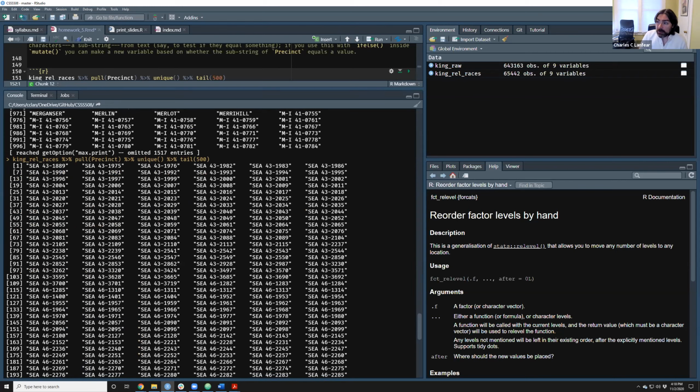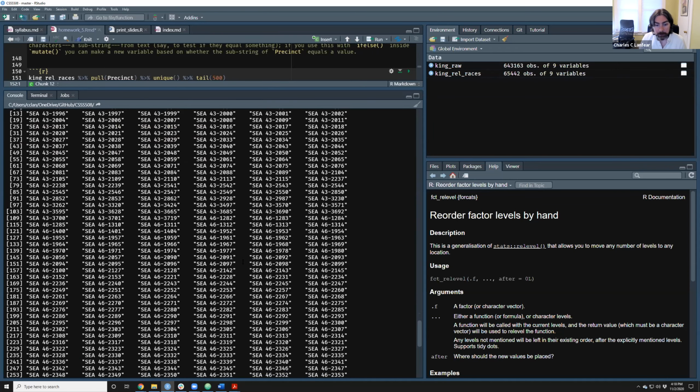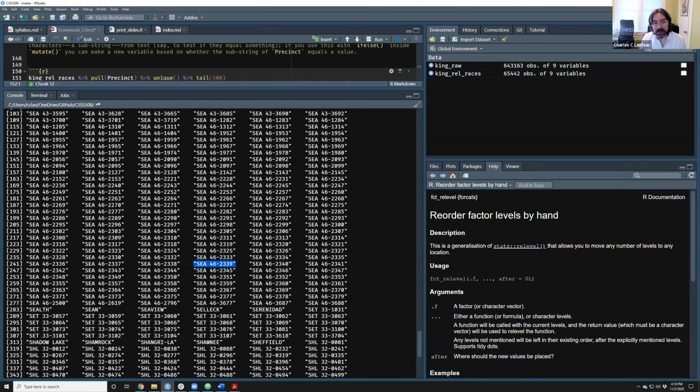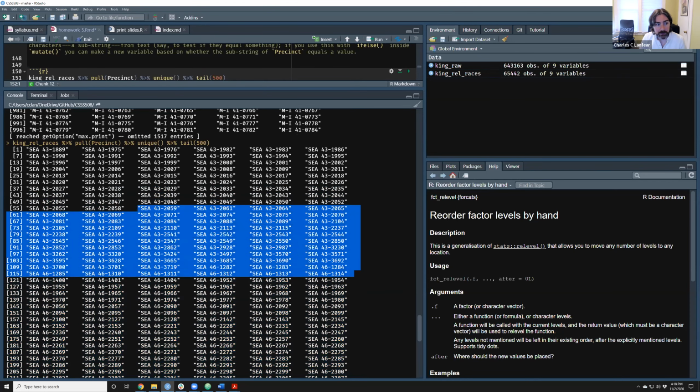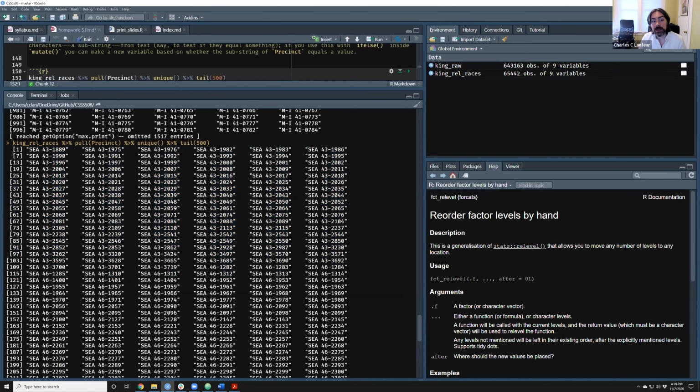So if you know anything about King County, most of the people in King County live in Seattle. If most of the people live in Seattle, it should mean that there's a lot of Seattle precincts. Okay? So based on that, you could probably pretty easily imagine that things like SEA 46-2339 is probably a precinct in Seattle. I think that's a pretty fair assumption to make. Okay, so if everything in Seattle seems to follow a similar structure like this, how might I create a variable that would tell me when something is in Seattle versus when it is not in Seattle?